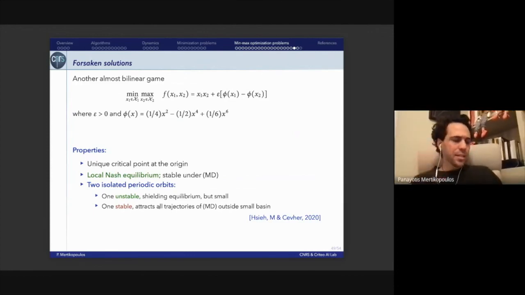This precise example is also in the paper. And I should say it is not exactly at the origin, the critical point, but it is very close.